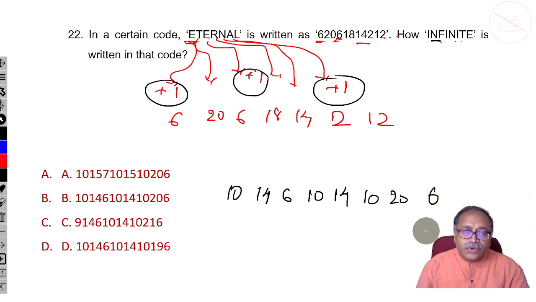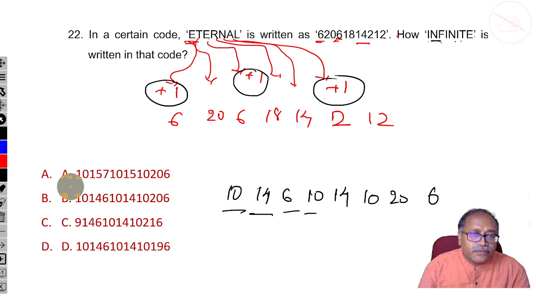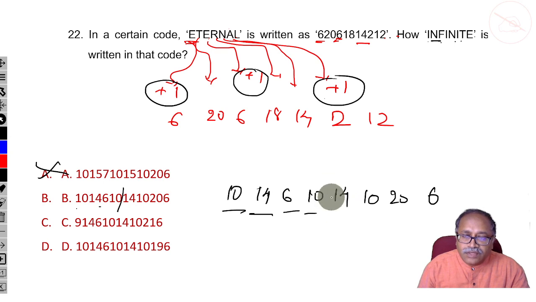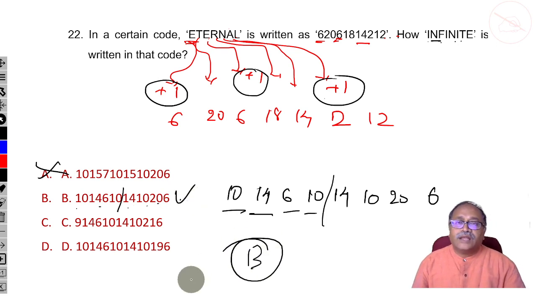So look at these options. That's 10, 14, 6, 10. So remove this 10, 14, 6, 10. ఇక్కడ వరకు వెరిఫై చేసాం. దాని తర్వాత 14, 10, 26. 14, 10, 26. Yes, option B is my answer.